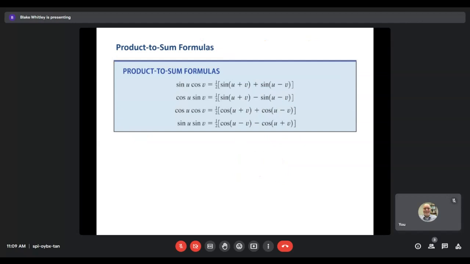All right, and then our product to sum formulas. So notice here we've got some products, sine of u times cosine of v, cosine of u times sine of v, and so on. We can actually rewrite those products in terms of a sum now. So notice here we've got 1/2 sine of u plus v plus the sine of u minus v. And all of these formulas look very similar, right? Just with changes in where the addition or subtraction is, or in terms of where the cosine or sine are. Now, all of these identities, again, will be given to you, right? So you don't need to worry about memorizing any of these. It's just a matter of recognizing when to apply each one.